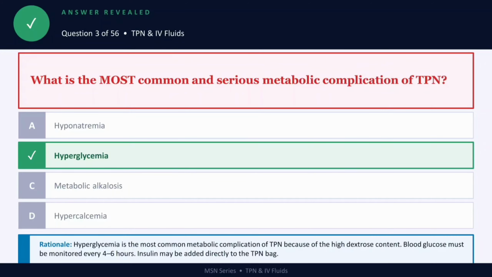Hyperglycemia. Rationale. Hyperglycemia is the most common metabolic complication of TPN because of the high dextrose content. Blood glucose must be monitored every 4 to 6 hours. Insulin may be added directly to the TPN bag.